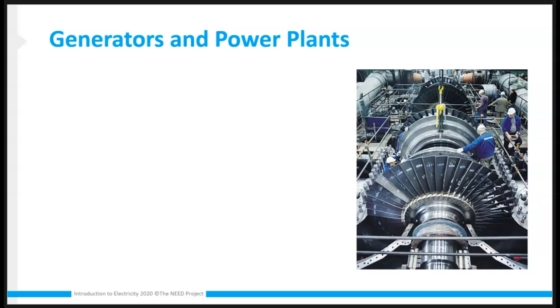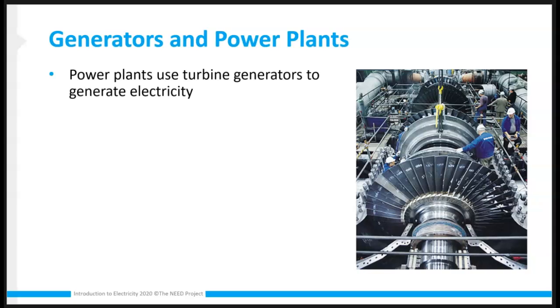We can practice this on a large scale when we look at generators and power plants. Power plants use turbine generators to generate electricity. So instead of moving the magnet by hand, these turbines act like giant windmills. High pressure steam, water, or wind pushes past those blades, past those turbines to get it to spin, just like we did with the magnet.